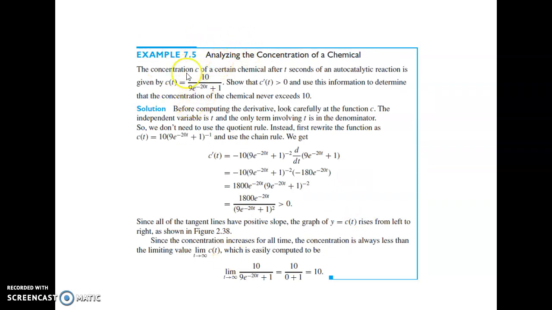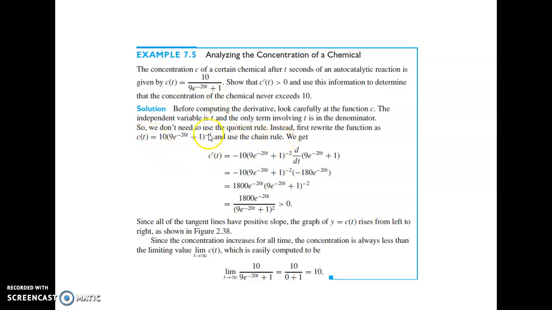In this question, you are given C(t) = 10 / (9e^(-20t) + 1). You have to show that C'(t) is positive, that is greater than 0. So what I will do here is rewrite this C(t) as 10, keeping it as it is, and take the denominator up, so it becomes a negative power. Instead of using the quotient rule, you can use the quotient rule also, but let me use the chain rule.